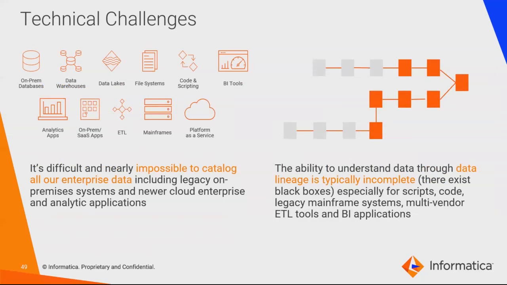The technical challenge that we are trying to solve here is twofold. One is that in your organization, you have a variety of sources, a variety of applications which are using multiple tools. It can be new-age cloud-based tools or an ETL tool or a legacy mainframe system. It can be a warehouse, a lake, a file system, or a hand-coded script. And if your data lineage tool is not covering all of them, you would not be able to cover the end-to-end data lifecycle in the ecosystem.